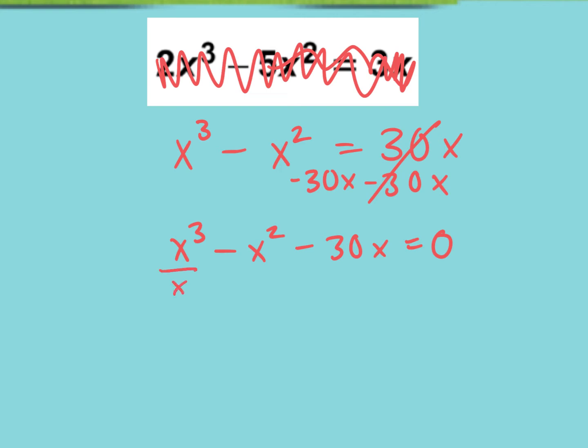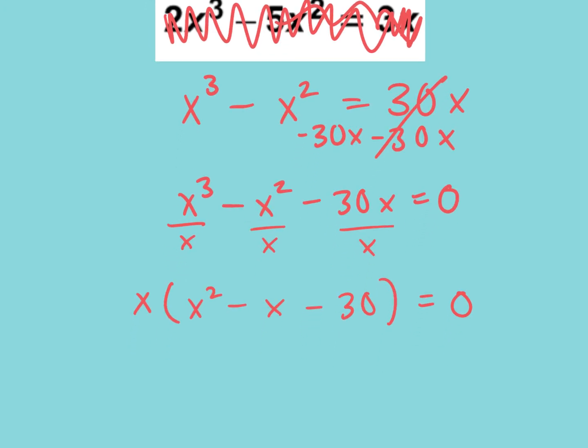So I'm going to divide everything by x. So I take out the x. What am I left with on the inside? Minus 30 is equal to 0. So in this step, I took out the greatest common factor. And remember, whatever you take out, you have to write it on the outside. What's next?